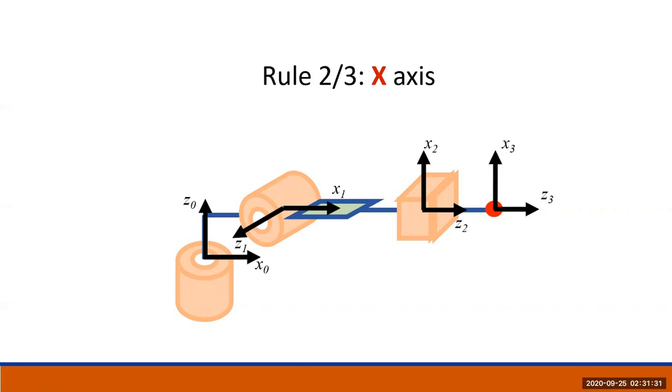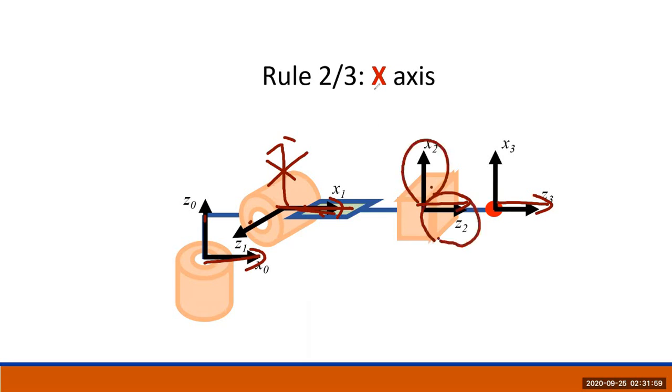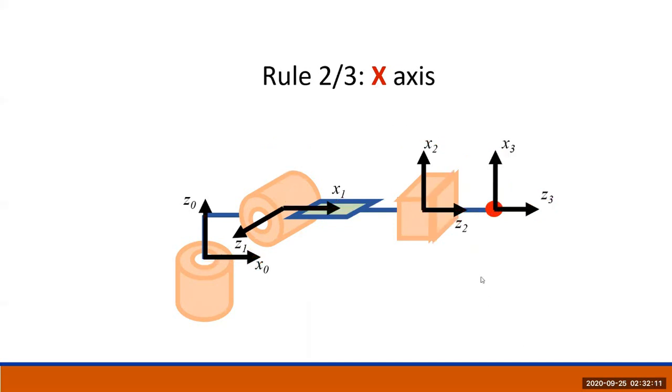Rule number 2 and number 3, you set up the x. Here you need to take care of the basic rules. Number 1, it must be perpendicular to its own z. Second, this x can never be parallel to the previous z. So here you have the x, and this one is perpendicular to it. This one has x, it is perpendicular to this one. And x2 is also perpendicular to z1. So this is okay. But this one we'll simplify a little bit later.